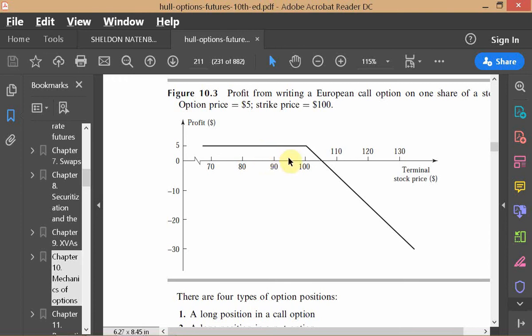Now you know this is for a short option position. The question still remains, is it for a short call position or a short put position? How do we work it out? You have already found out the answer, but let's look at it more logically. How can you figure it out logically so that you don't have to memorize anything? You look at it and see that the strike price is 100, and what is this part which is constant here?